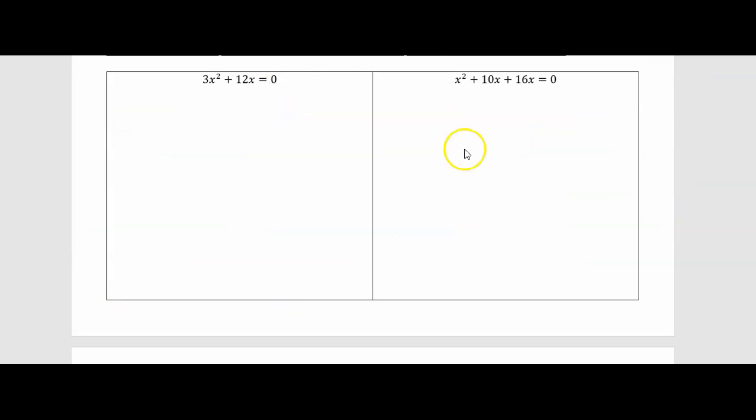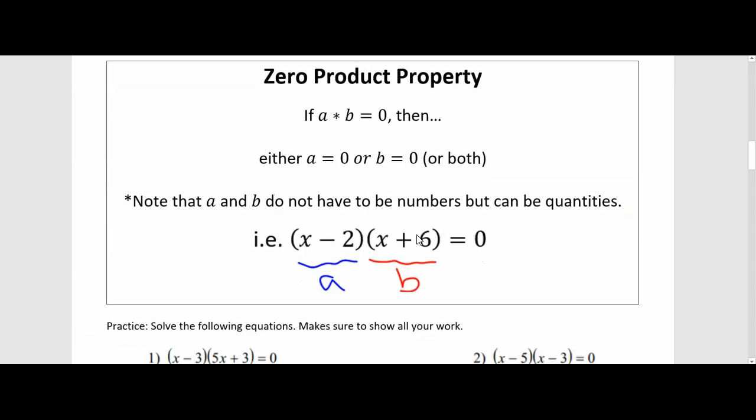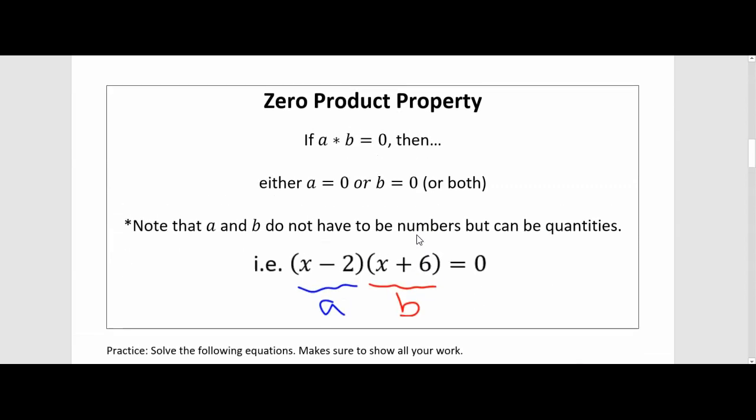Let's check out a couple more. First, though, if you want to have this down somewhere in your paper, it's on the next page. Zero product property, this is what we discussed. If a times b equals 0, then either a equals 0 or b must equal 0. And again, this is just an example down here, kind of showing you if I have two factors, well, either one of those, a or b, we can set equal to 0.